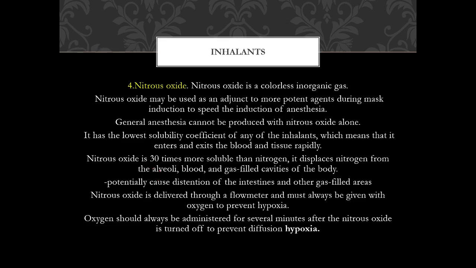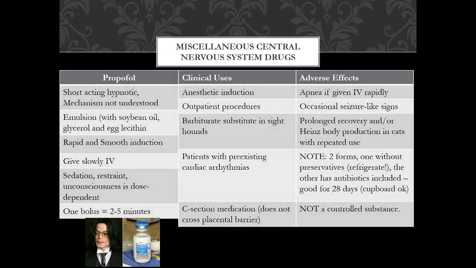Nitrous oxide is more soluble than nitrogen, and it displaces nitrogen from the body, so that potentially can cause distension of the intestines and other gas-filled areas. We do want to deliver it with a flow meter and give it with oxygen as well. So it's going to be used as a carrier gas with oxygen, and we want to oxygenate them after we turn off the nitrous oxide.